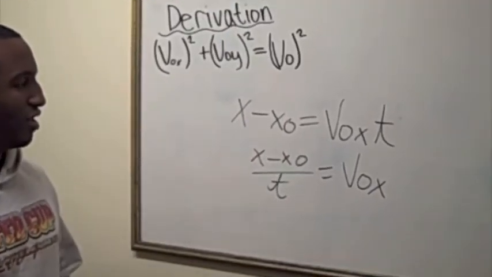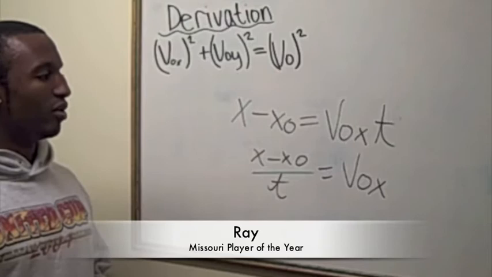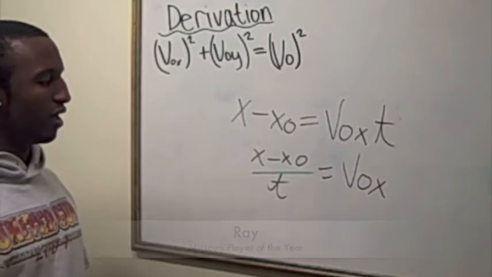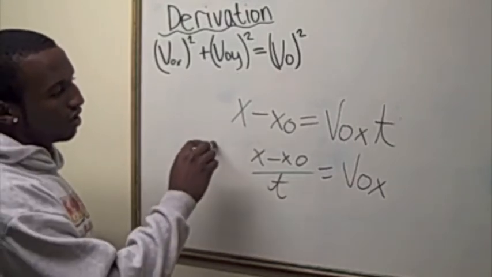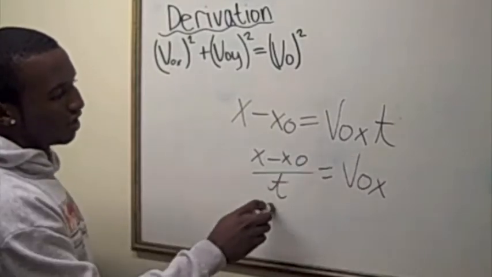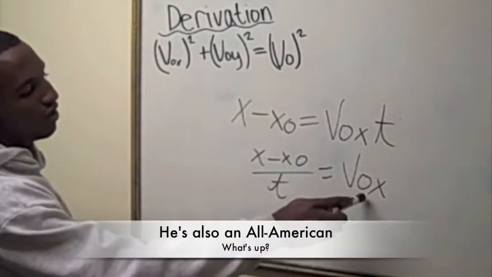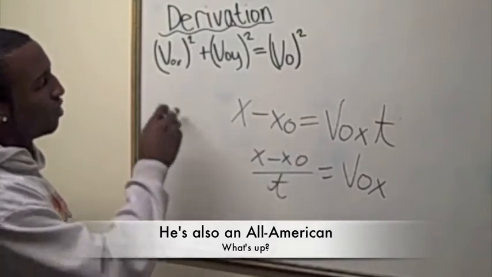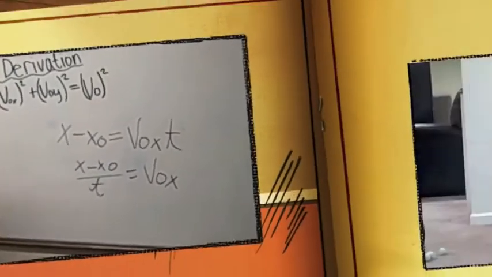Alright. This is our equation for how far the ball went when we threw it. And what we did is we divided by time to get v naught of x, and now with this right here, we're going to plug it in this equation right here.